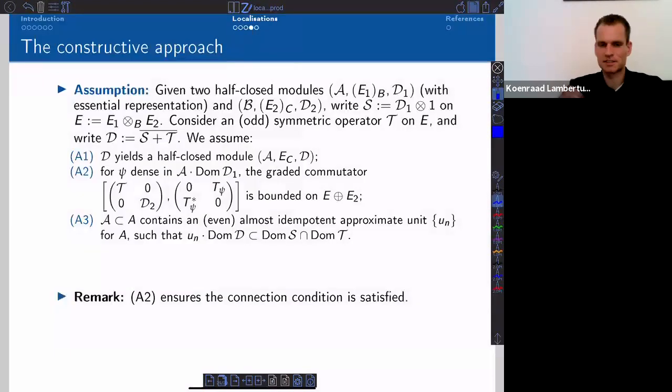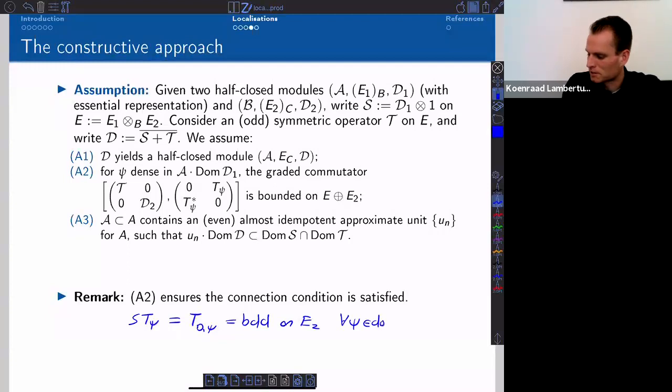Yeah, so let me mention that the connection condition in Kucerovsky's theorem is guaranteed by this assumption A2. So here in A2, we assume basically the connection condition for this operator T, and we don't have to assume it for the operator S because this follows more or less automatically. Namely, if we just, not even a commutator, but if we just take the composition of S with T psi, this is just tensoring on D1 psi, and this is a bounded operator on E2, provided we take psi to be in the domain of D1.